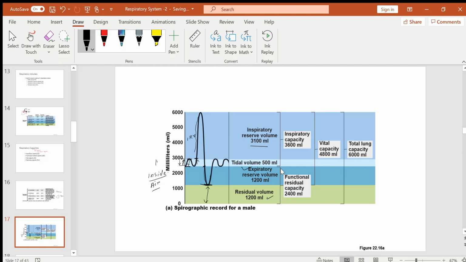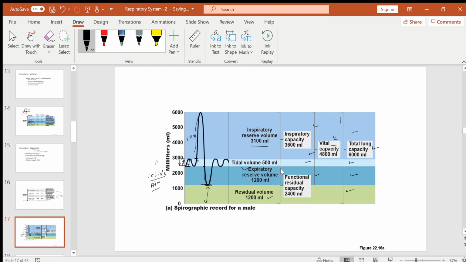For example, total lung capacity, you see you add those 4 volumes. After you add all those 4 volumes, you get the total lung capacity. Here, vital capacity, you add 3, 1, 2, 3. Okay, and get the vital capacity. So those are the volumes and capacities.